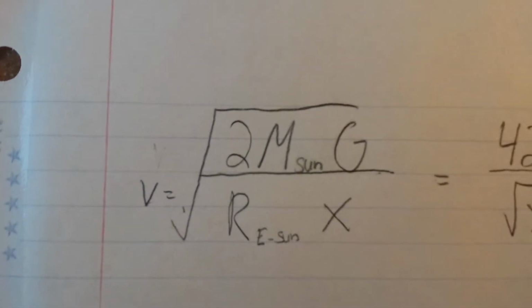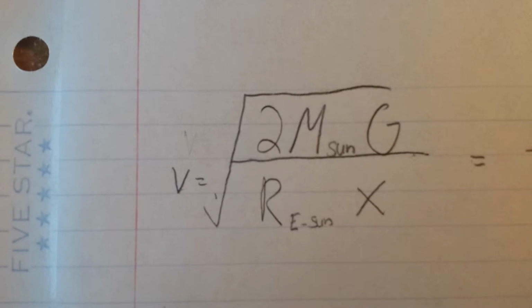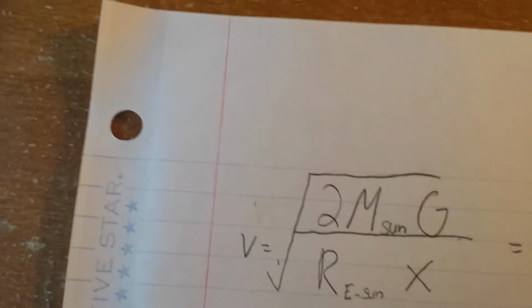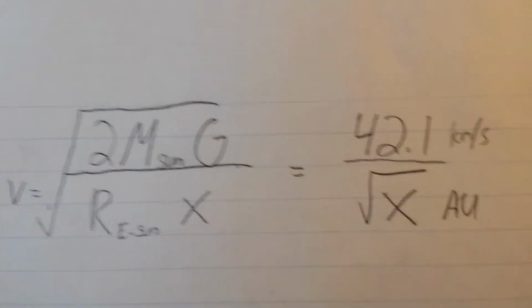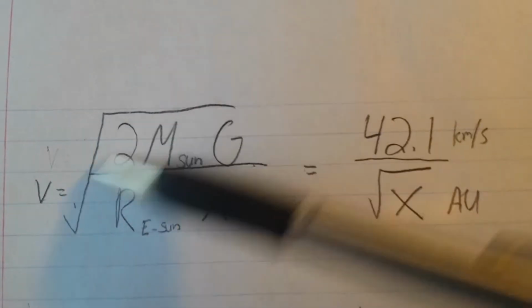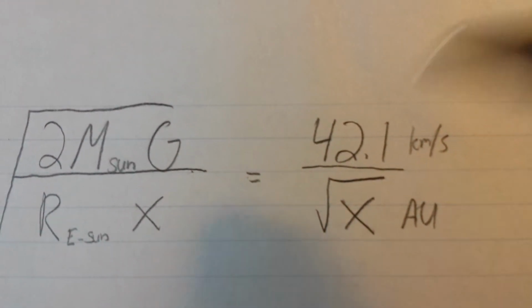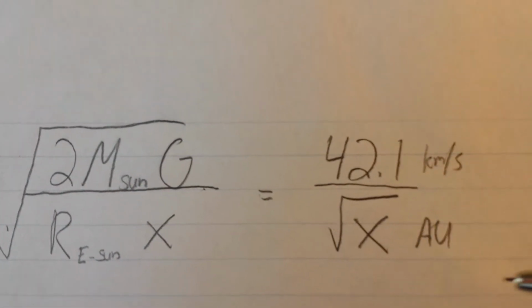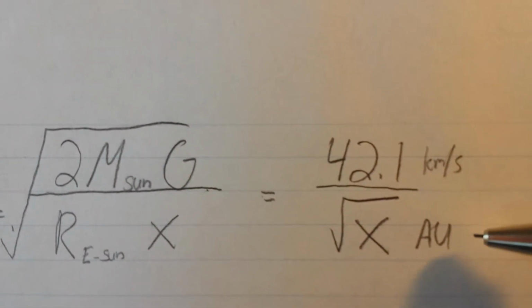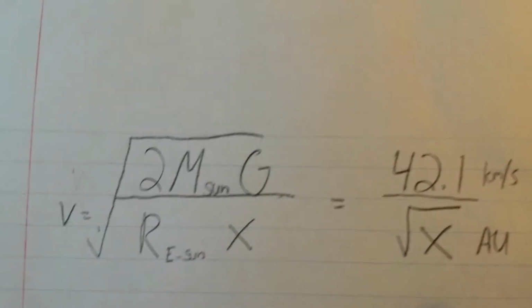So basically, the formula you would use is nearly the same formula that you used for Part A. However, there's a new added component of x at the bottom, which multiplies onto the radius. So in Part A, we found that this original part would be the 42.1 kilometers per second, and then because x is in the square root, it's divided by the square root of x, and the units are in AU. This is not a variable, it's just the units that x is expressed in.